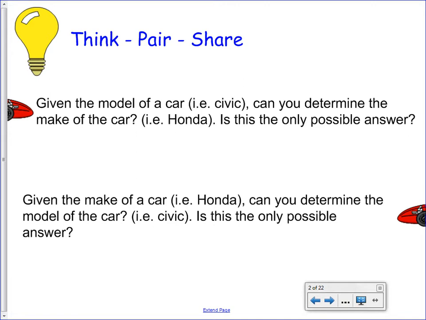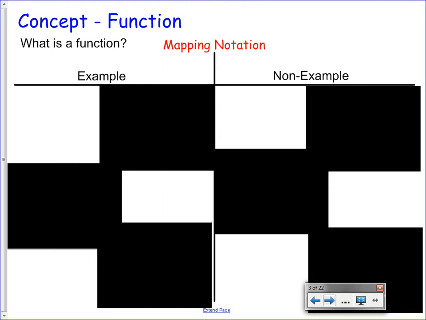Using this analogy, this is kind of how we're going to define functions. Being given something specific, like a Civic, are we able to tell it's a Honda? Or if I'm given a Honda, can I pull out something specific? So there's different representations that we can have when we're talking about functions. I have examples and non-examples. I'm going to show you what they are.